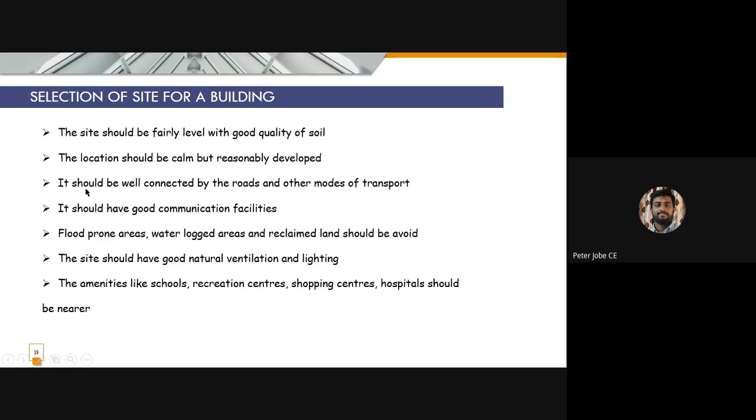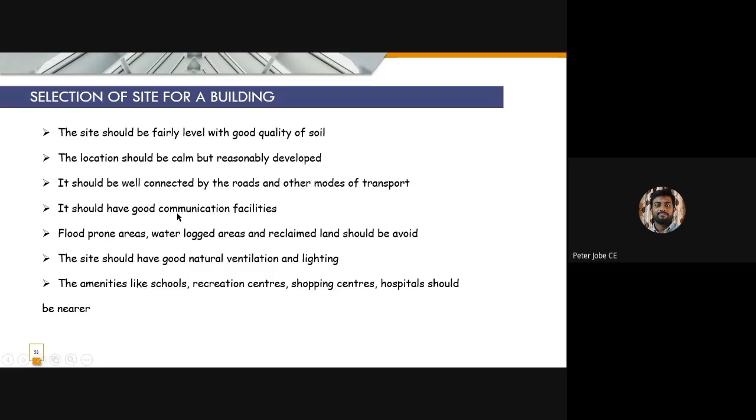So the third point is it should be well connected by roads and other modes of transport. It is a very important thing which we should consider. We can't just construct a building in a place where there are no modes of transportation available, or very less transportation facilities available. So it's always recommended to construct a building where there is an ample amount of roads and other modes of transportation available. So I hope you all understood that third point.